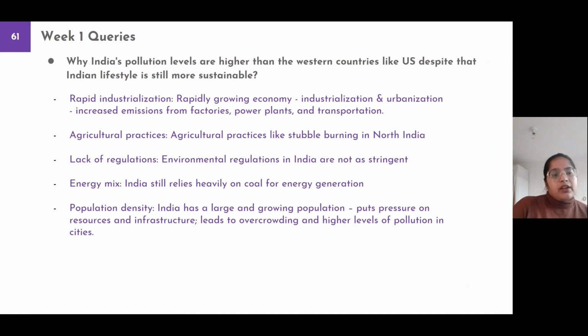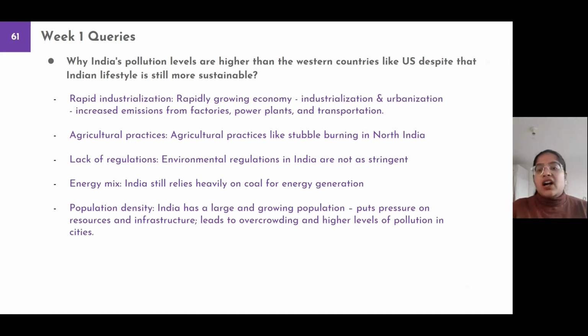There are a few reasons why India's pollution levels are still higher than developed countries like US. This is because India is a rapidly developing country and we have rapid industrialization. We are also a rapidly growing economy, which means that we are still developing in sectors like industrialization and urbanization. So this leads to increased emissions from factories, power plants, transportation sectors. Also, there's a lack of regulation around these sectors.